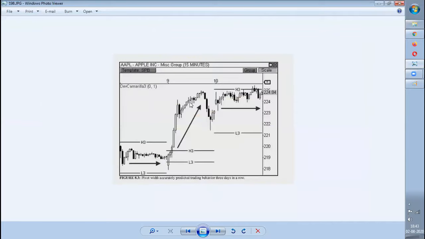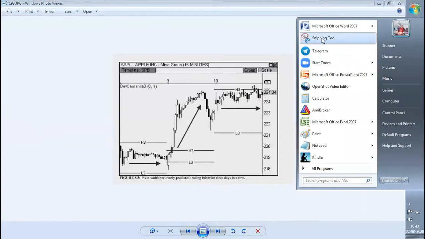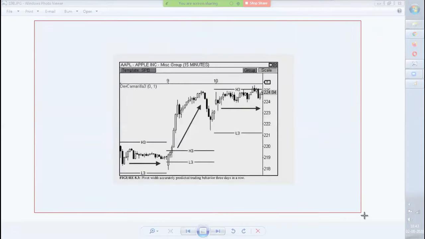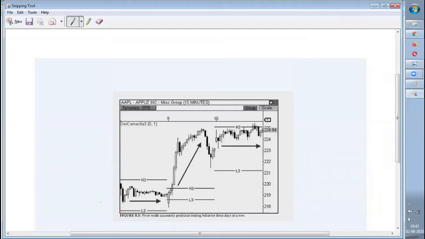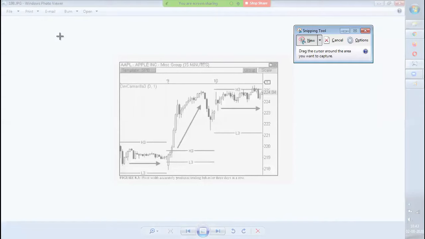If you see in this example, assume this is the first day, this is the second day, and this is the third day. Okay, so what has happened is the first day was a very narrow day, and because the L3 and the H3 is very wide, the entire day remained between H3 and L3. Clear? Now we are going to the second day.